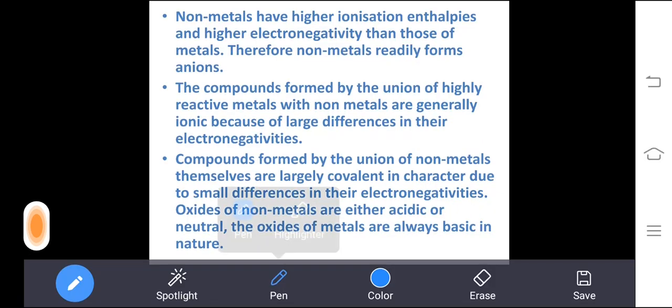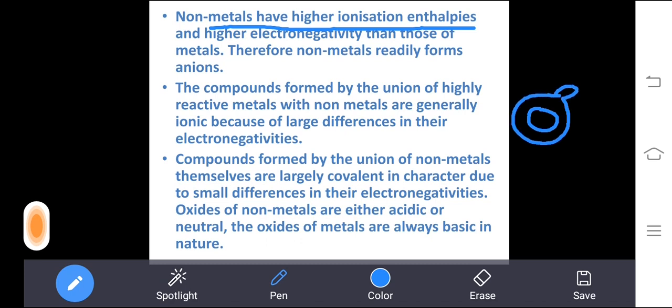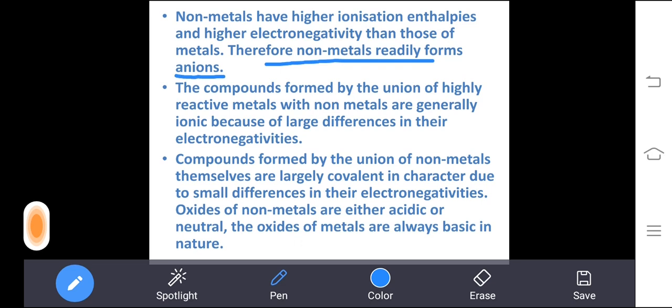The non-metals have a higher ionization enthalpy. The reason is that the size is small. If the size is small, it will hold the electrons present in the outermost shell very effectively, so we can't remove the electron that easily. So the ionization enthalpy will be high. As the ionization enthalpy is high, the tendency of an element to attract electrons towards itself, the electronegativity also, will be higher than those of metals due to the smaller size. As it gains electrons, it has a nature to form anions. So the non-metals readily form anions because they gain electrons.